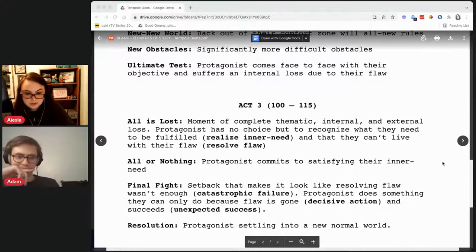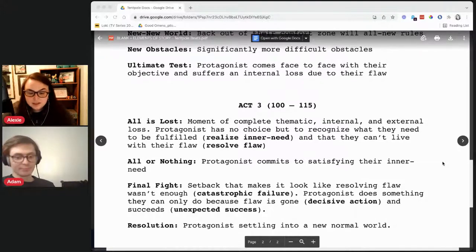The all or nothing might be like, all right, I'm going to get up and I'm going to go to a meeting or something. You know what I mean? Yeah. It's the moment where now you know what you want. You're going to take a step that you would have never taken before, because you didn't even know that's what you wanted. You didn't know that's what you needed.